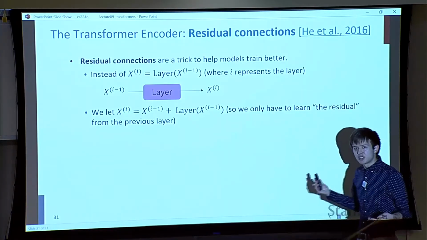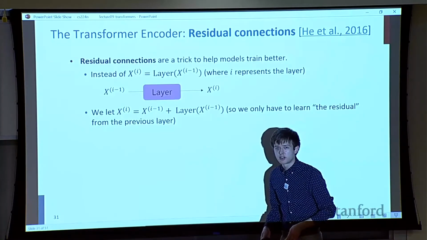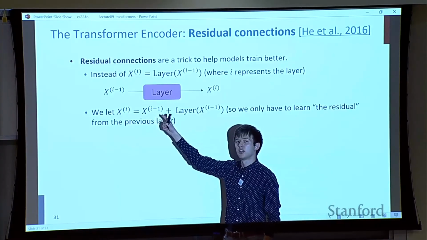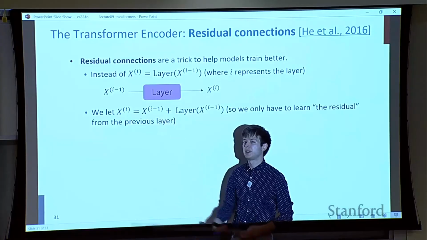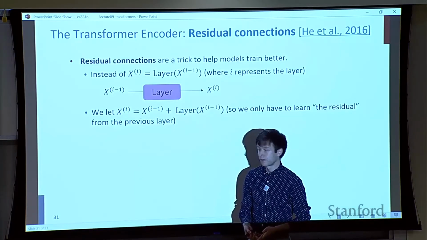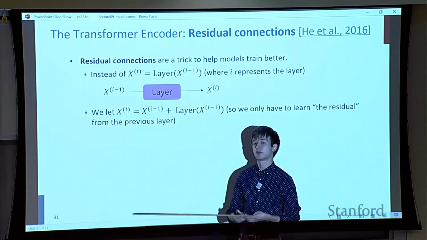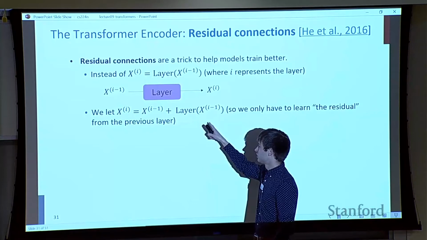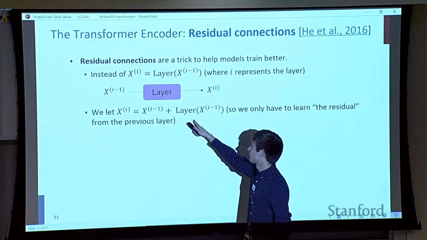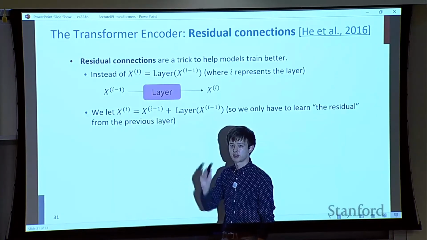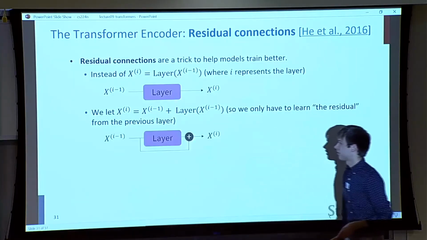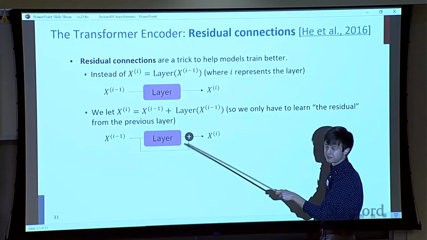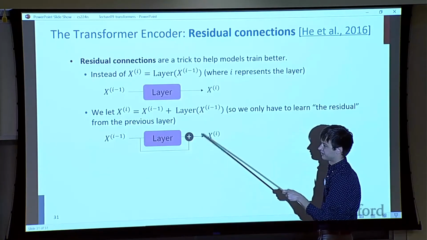And the intuition is that before you started learning anything, you have this notion that you should be learning only how layer i should be different from layer i minus 1, instead of learning from scratch what it should look like. So this value here, layer of xi minus 1, should be something in some sense, and you have to learn how it's different from the previous layer. This is a nice inductive bias. You can represent it as: xi minus 1 goes to the layer, and it also goes around and just gets added in.